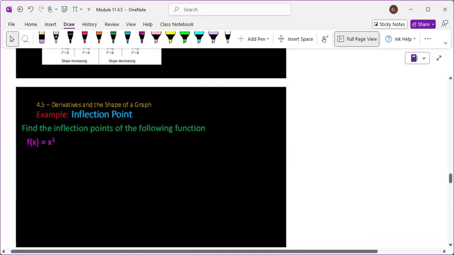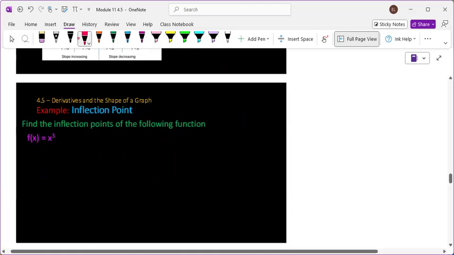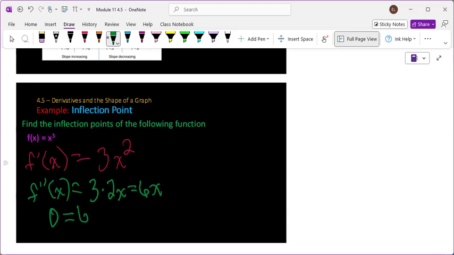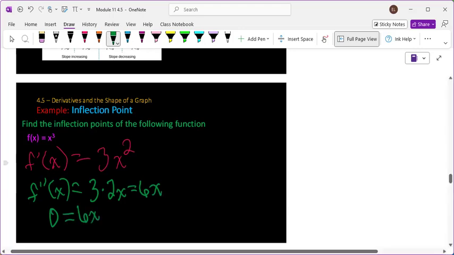Find the inflection point. So we need our second derivative. So start with our first derivative again. Power down, 3x squared. And then power down again. 3 times 2x is 6x. Set that equal to 0, so our critical value is, surprise, surprise, the 0.